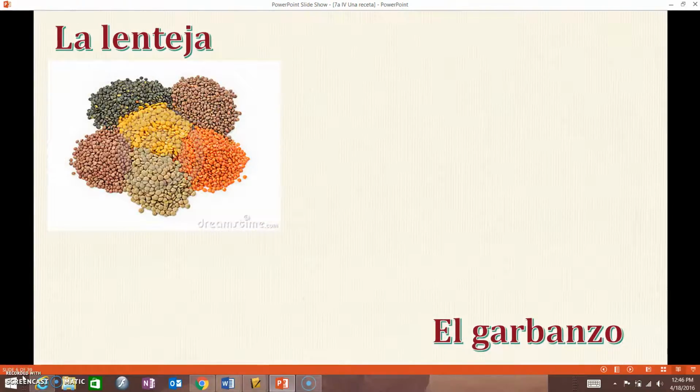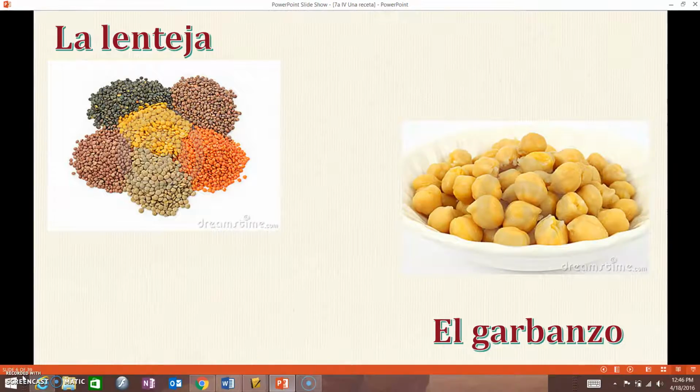La lenteja, lentils, like lentil soup. It's kind of like a bean, but it's not. El garbanzo is garbanzo bean or chickpea. You might have seen it like that. They use it often to make hummus.